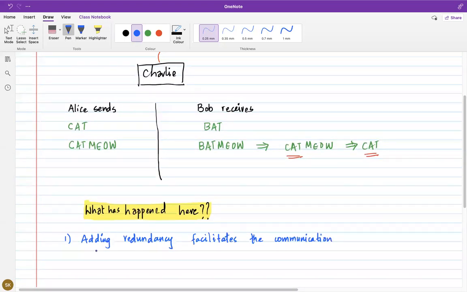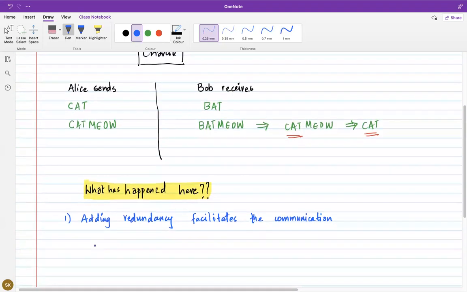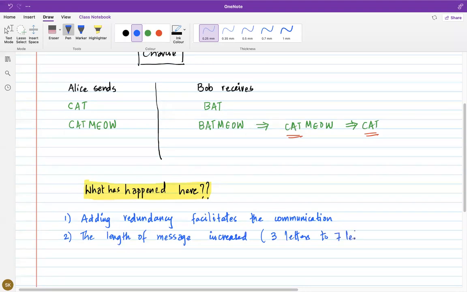The second point is that after adding this redundancy, the length of the message has increased. In fact, it increased from 3 letters to 7 letters, because this time you have added new information, so you have 7 letters.